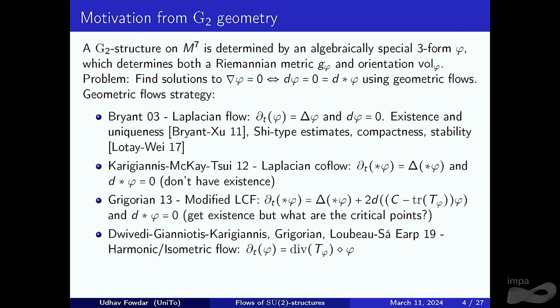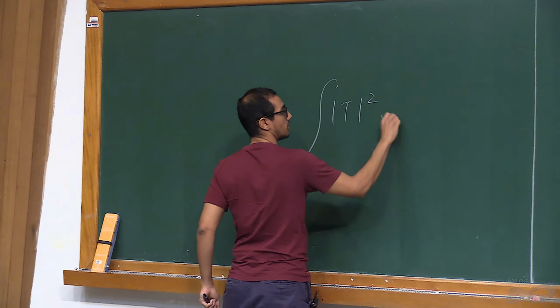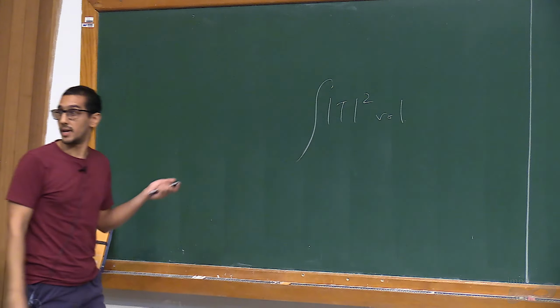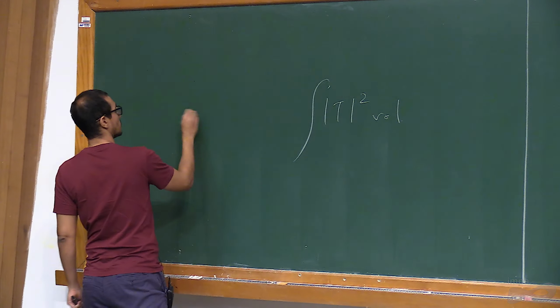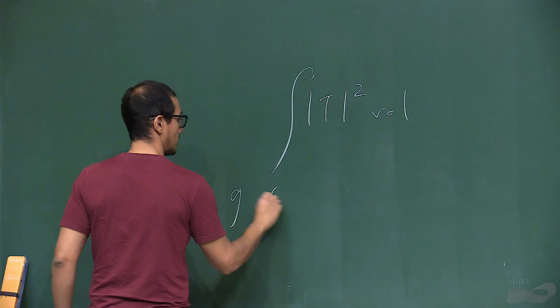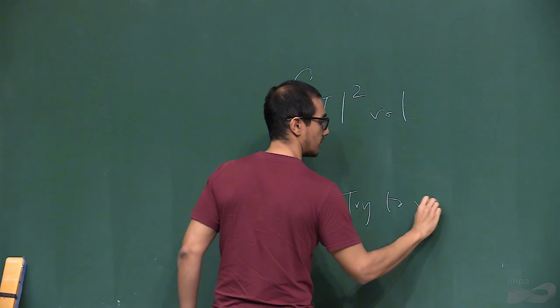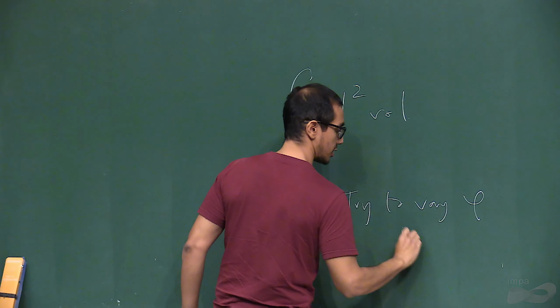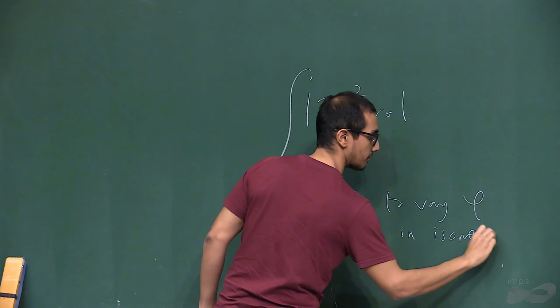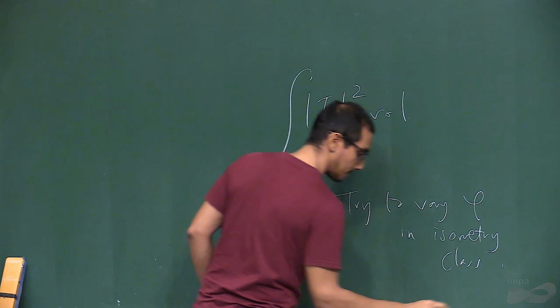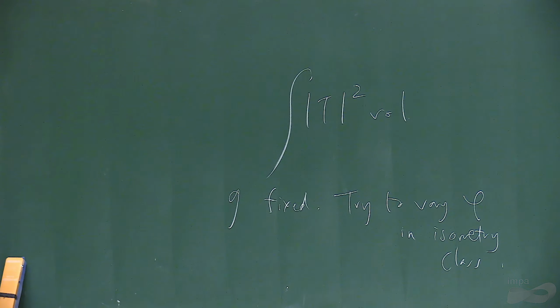So what it tries to do, basically, you take the L2 norm of the intrinsic torsion, you fix the metric, and you try to minimize this guy here. Okay, so you consider G fixed, so try to vary in isometric cause. Okay, so that's what they were all doing, and the paper appeared on arXiv, just weeks between each other.